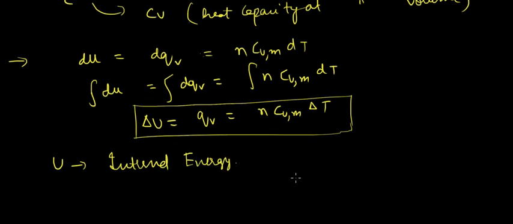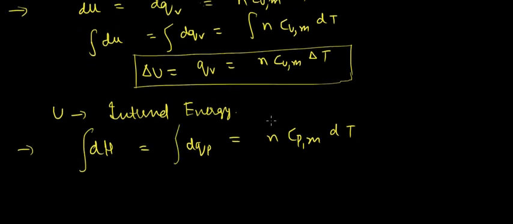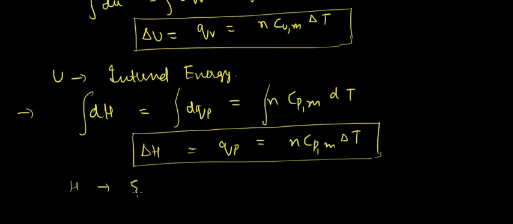And let's define next dH, which is change in enthalpy, which would be dq at constant pressure, that can be written as n cpm dt. Just integrating the same here again, we would be getting delta H, or change in enthalpy, which would be equal to heat exchange at constant pressure, that would be equal to n cpm delta T. So H is enthalpy here.